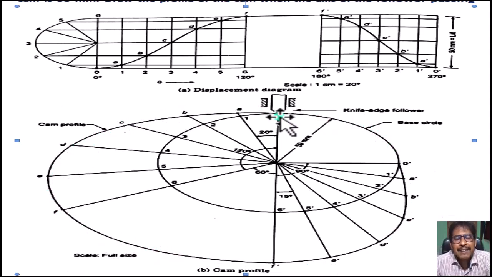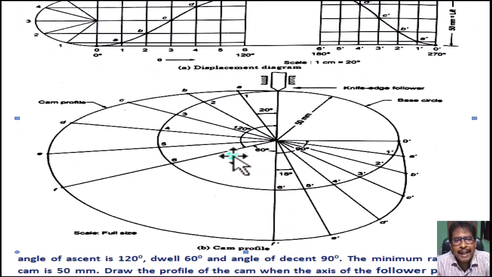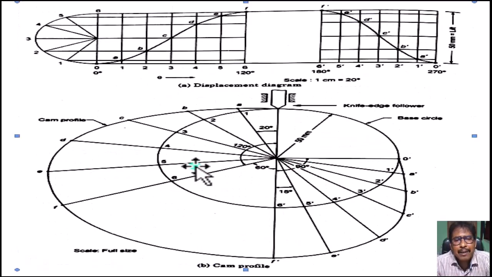Now at this point we draw a knife edge follower. Here the follower axis and cam axis are the same. This is the guide portion.